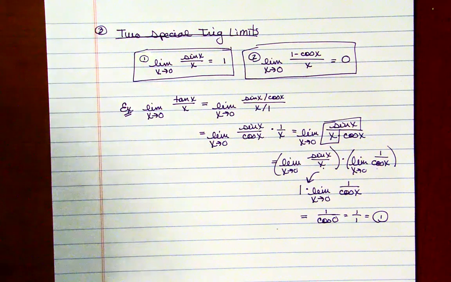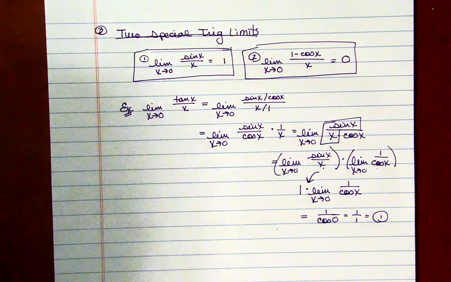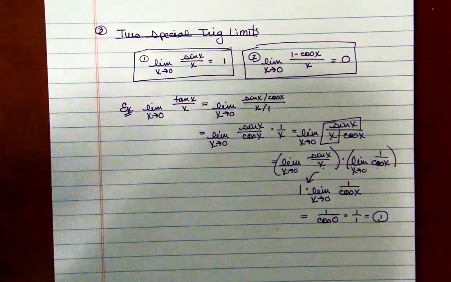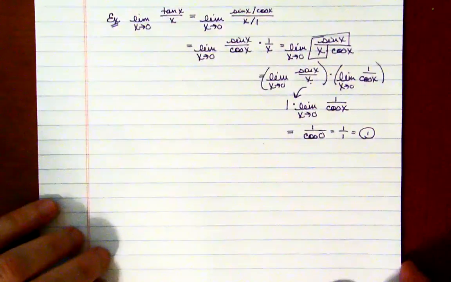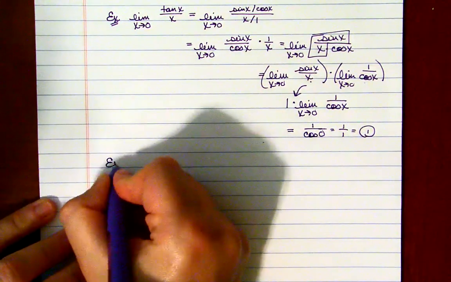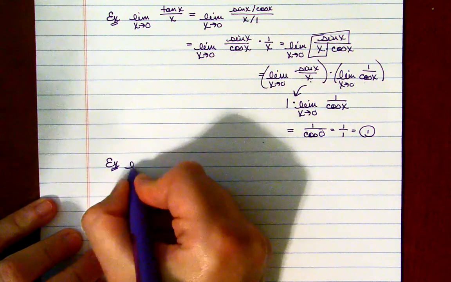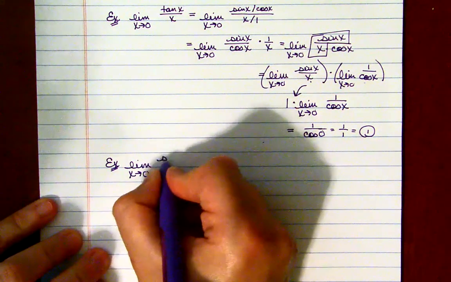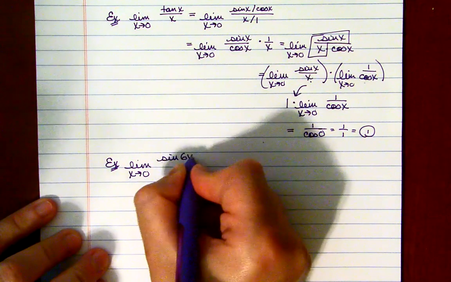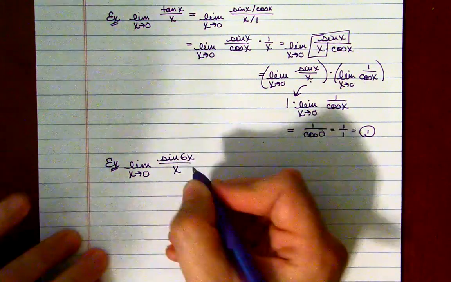I want to show you a few other variations. And then in the homework, you'll try a couple of these kind of varieties. I'm not going to try to make them too much different than what I'm showing you right now. Let's take a look at the limit as x approaches 0 of the sine of 6x over x.